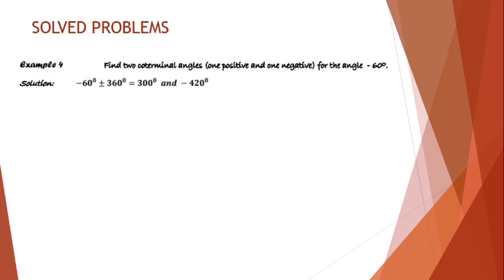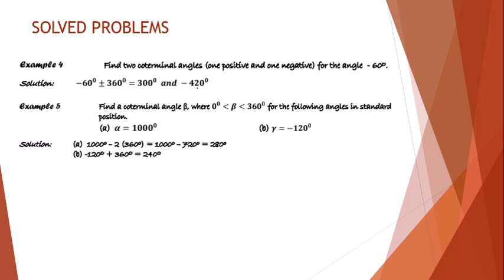Next, example 4. Find two coterminal angles, one positive and one negative, for the angle negative 60 degrees. So, you are going to add and subtract 360 to negative 60. So, 360 minus 60 is equal to 300, and negative 60 minus 360 is equal to negative 420 degrees. So, yun po.